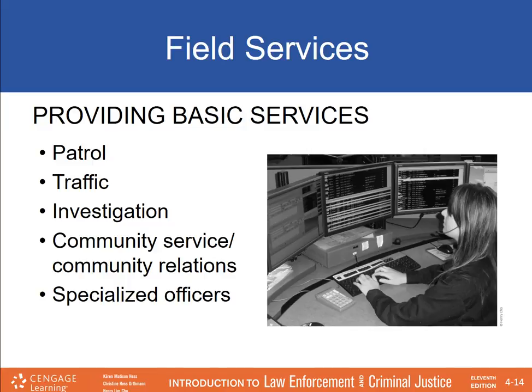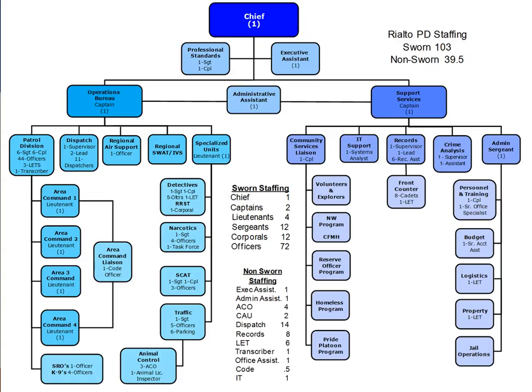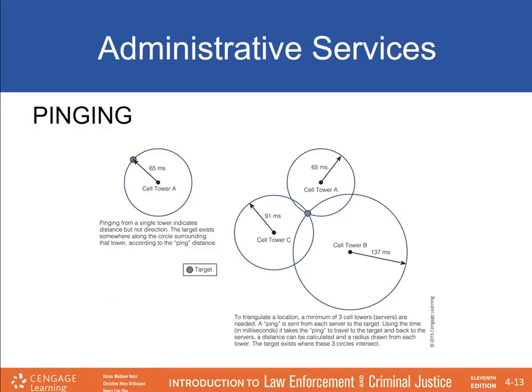Field services, we know, is the other side of the house. That's patrol, traffic, investigations, specialized officers. Things like SWAT or canine or narcotics, gangs, all of those might fall under that field services envelope. If you go back and look at Rialto's chart, we had the Operations Bureau, which is the same as field services. You had patrol on the left. You can see dispatch was under operations. We had air support. We had SWAT. And then the specialized units are detectives, narcotics, SCAT, which is our street crime or gang unit, and traffic. So you can see everything that falls underneath that particular area.